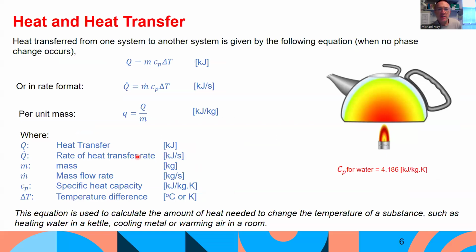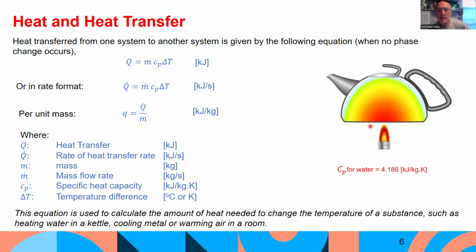A general equation to calculate the amount of heat needed to change the temperature of a substance from one temperature to another is this equation here. So heat transfer from one system to another is given by the following equation, with a footnote: when no phase change occurs. So what we have is the mass of the substance, the specific heat capacity, and the temperature difference. Different substances take different amounts of energy to heat up, and that's represented by the property, the specific heat capacity here.